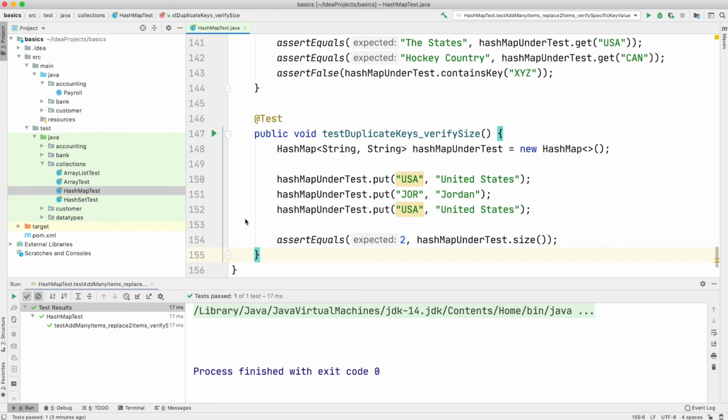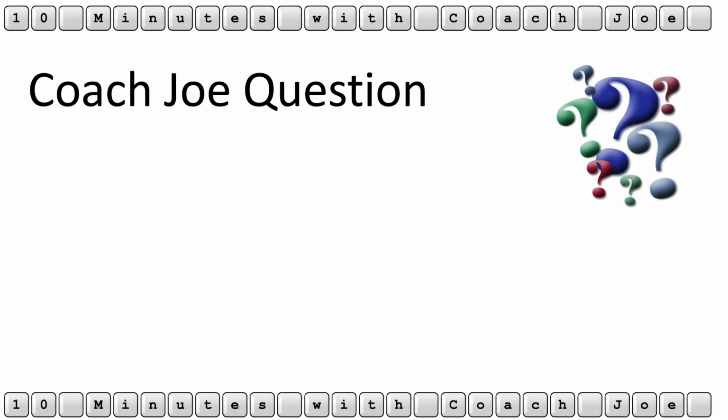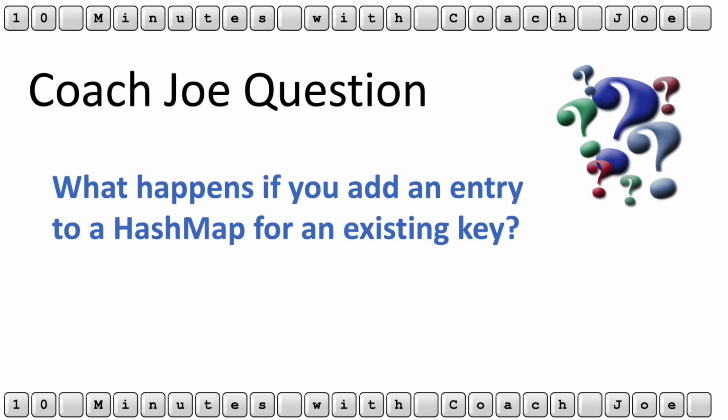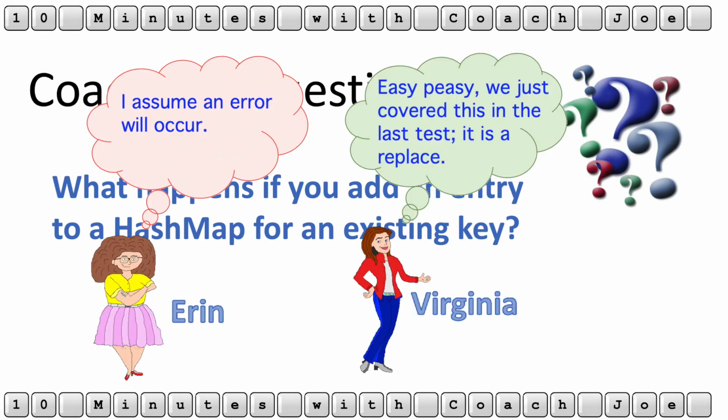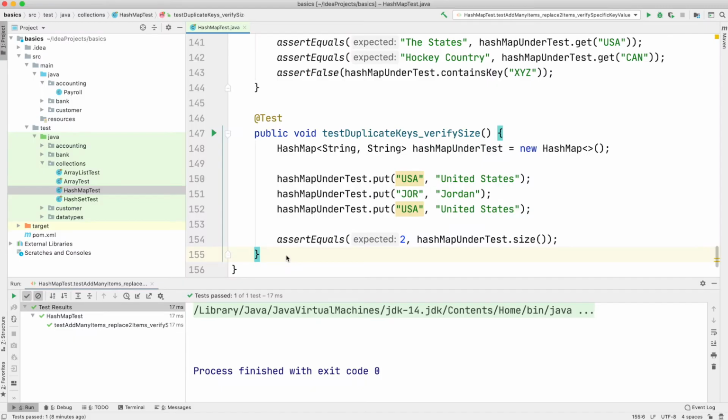Here's a test that proves that you cannot have duplicate keys. Notice how IntelliJ is giving a warning for duplicate keys. Time for a Coach Joe challenge question. What happens if you add an entry to a hash map for an existing key? Correct, there is no error, but the value for that key will be replaced. And if we run this test, it should pass.